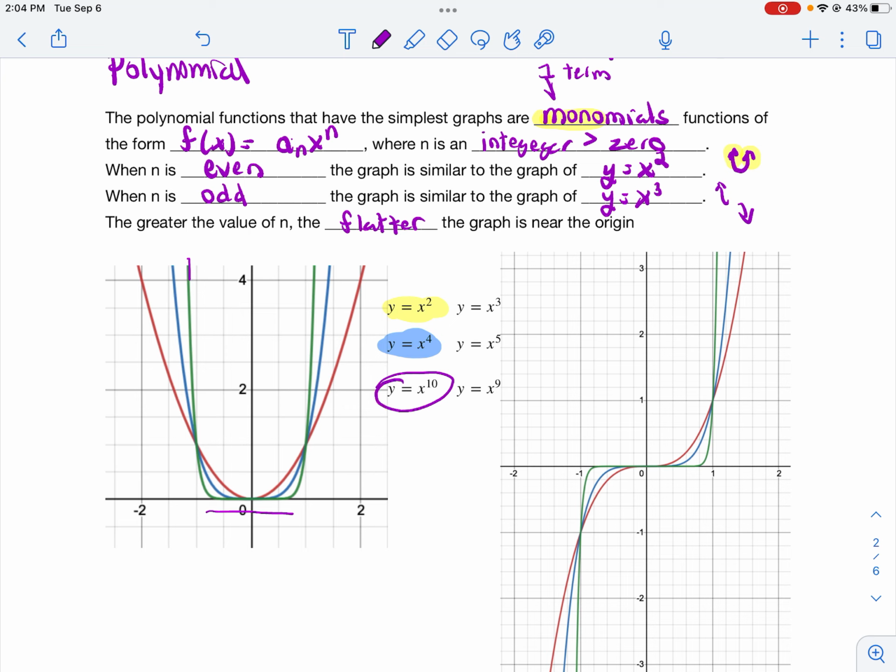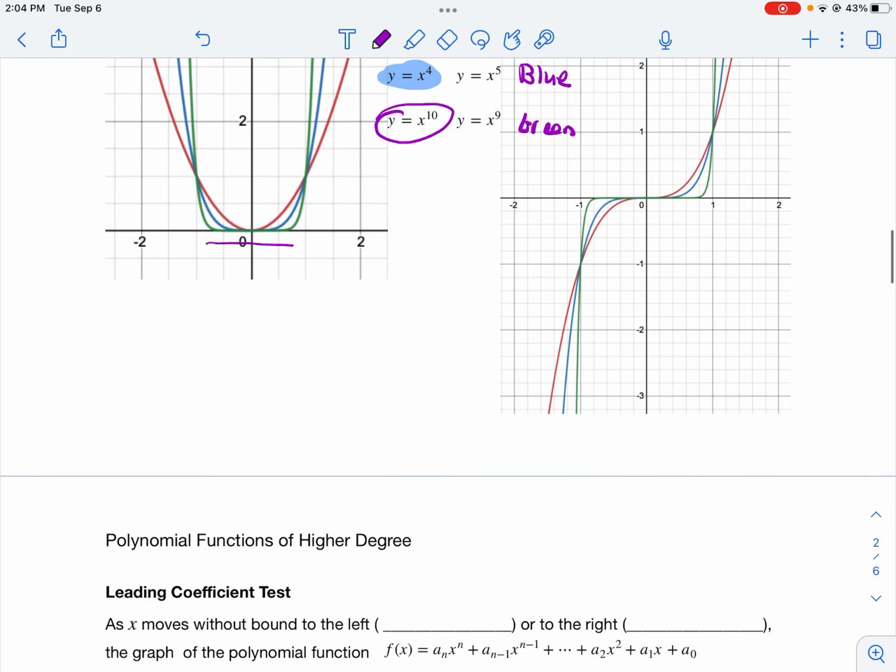Okay, pause and try matching this graph. Figure out red, blue, or green, which one is y equals x cubed, which one's y equals x to the 5th, and which one's y equals x to the 9th. All right, y equals x cubed will be the red graph, this one right here. Okay, the blue graph, because it's flat but not as flat as the other one, would be x to the 5th, and then the green graph is our x to the 9th, if you're looking at this one.